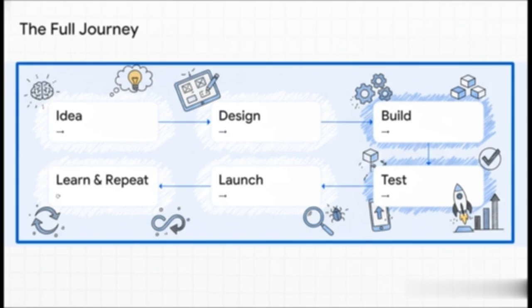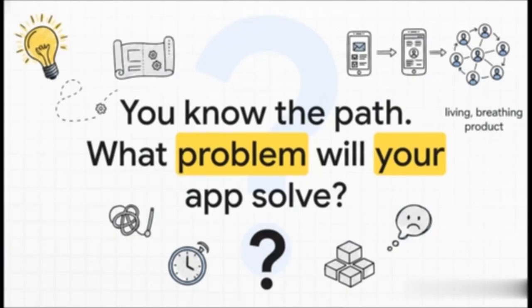And that brings us right back to our map. But now we can see the full picture. It's not a straight line, it's a loop. Idea, design, build, test, launch, and then the most important part of all, learn and repeat. That cycle, right there, is the engine that powers every single great app. So now you have the blueprint. You understand the entire journey, from that first little spark all the way to a living, breathing product. The path is clear. The only question left is the one that starts this whole thing all over again. What problem will you solve?